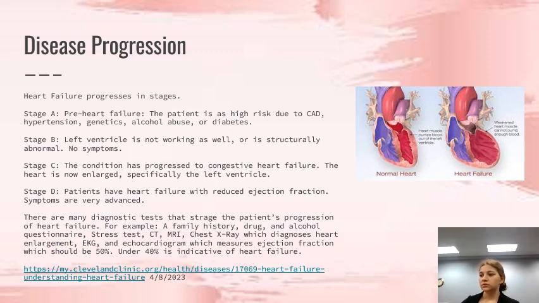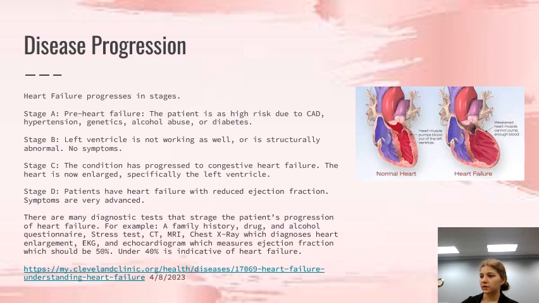Okay, so the stages of heart failure are as follows. Pre-heart failure, the patient is at high risk of developing heart failure due to CAD, hypertension, genetics, alcohol abuse, diabetes. They don't have it at this point, and lifestyle modifications need to be implemented as soon as possible to reduce the risk for this patient.